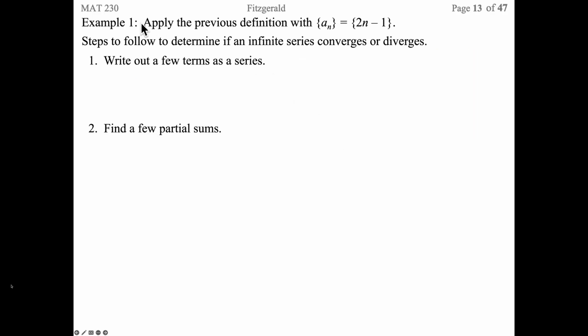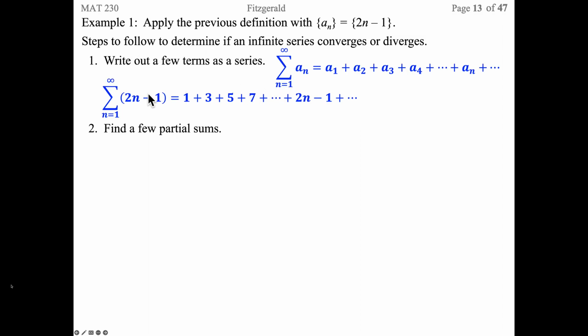So if we look at an example, let's apply the previous definition. Let's say our sequence function is a sub n equals 2n minus 1. We'll write out a few terms of our sequence. So n is 1, 2 minus 1 is 1. n is 2, 2 times 2 is 4, minus 1 is 3. Because it's linear, you're always going to be increasing by 2, so this is the sequence of odd numbers. So it's 1, 3, 5, 7, 9, 11, out to 2n minus 1, and so on all the way out to infinity.